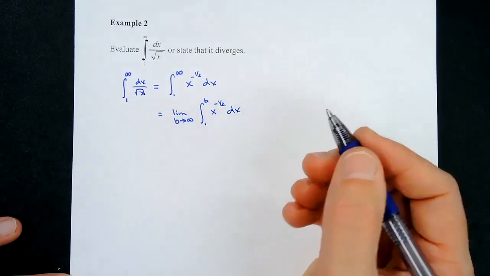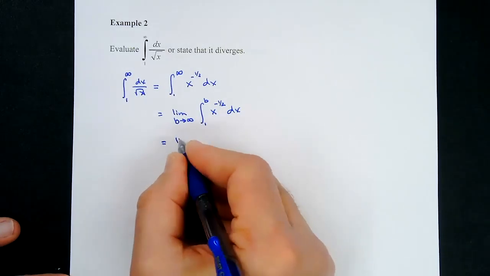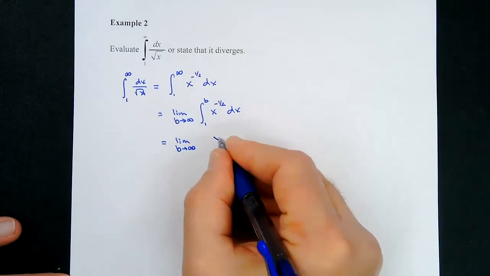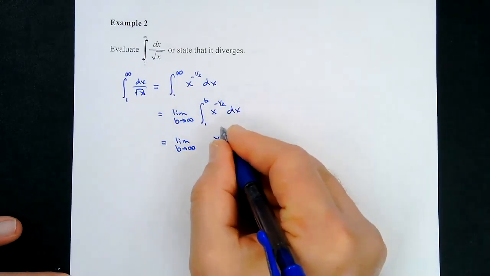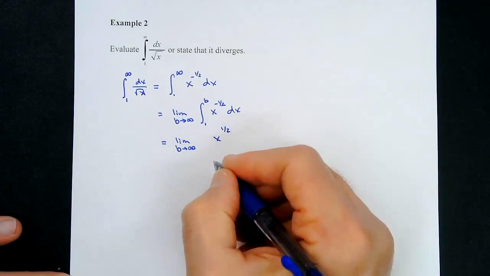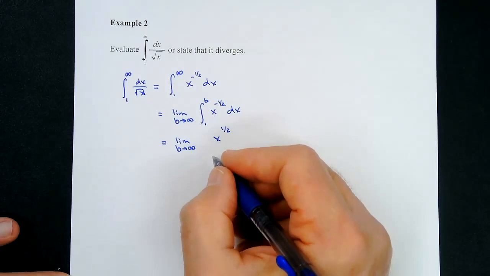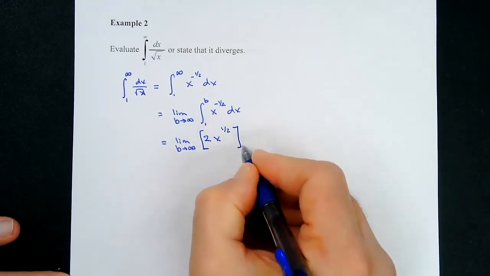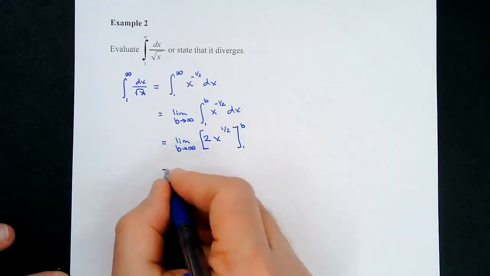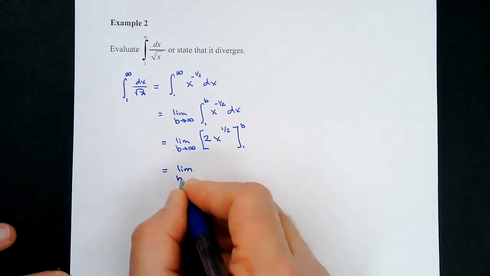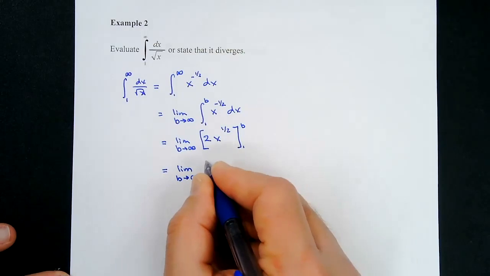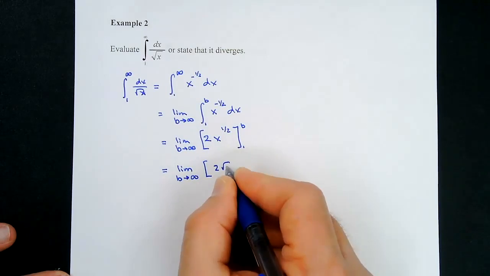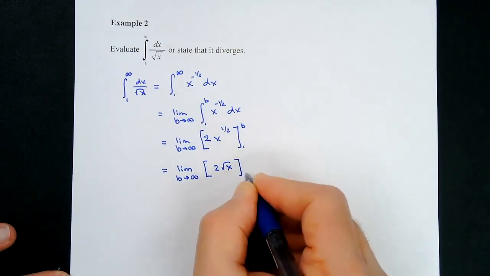And now we can integrate this, right? So this becomes the limit as b approaches infinity, and we would add 1 to our power. Adding 2 halves to this gives me x to the 1/2, divided by 1/2, or multiplied by the reciprocal of that, which is multiplied by 2. And so that's our antiderivative. And then we're going to evaluate this from 1 to b. So this is equal to the limit as b approaches infinity of, and x to the 1/2 is really the square root of x, so this is 2 square roots of x evaluated from 1 to b.